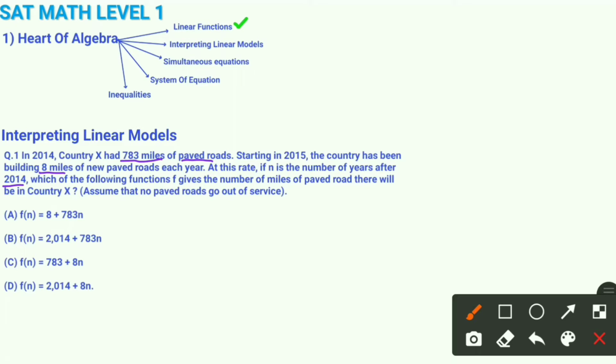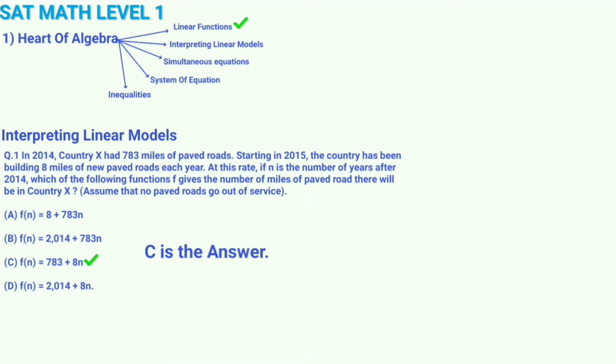Okay, so it says that in 2014, country X had 783 miles of paved road. Starting in 2015, the country has been building 8 miles of new paved road each year, which means there will be an addition of 8 miles every year. At this rate, n is the number of years after 2014, and the function f gives the number of miles of paved road. So it's going to be like this. And so I think C is the answer. This is how you try to solve the question. This is what interpreting a linear model is. You try to make a linear model by interpreting it. C is the answer.